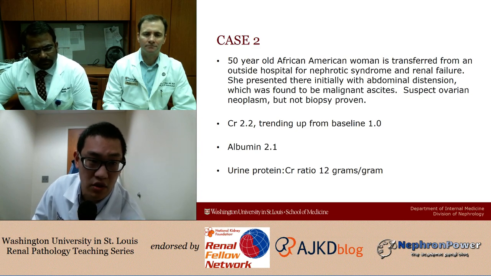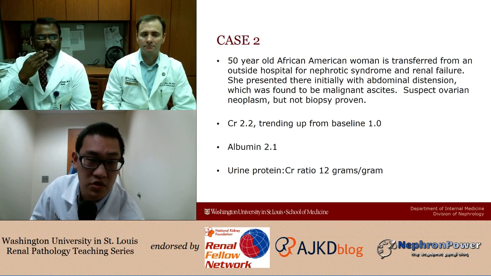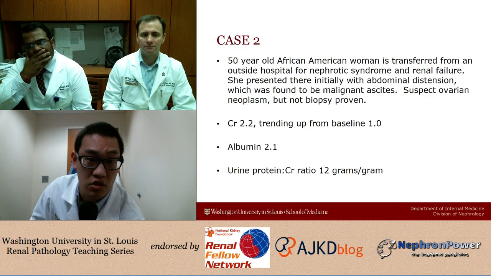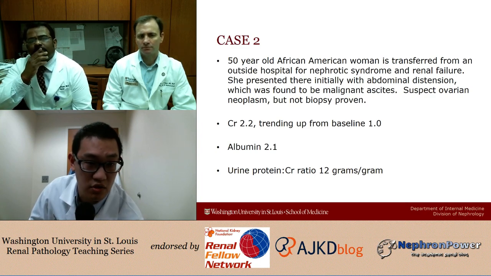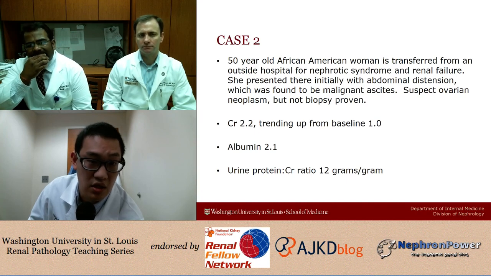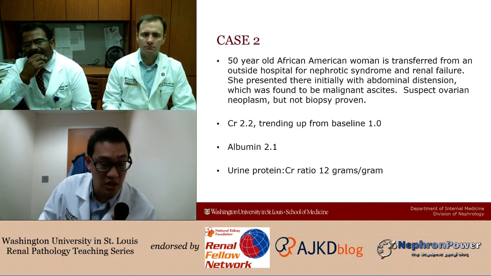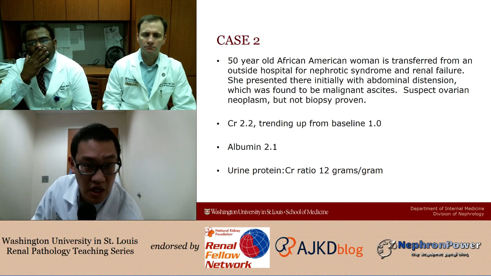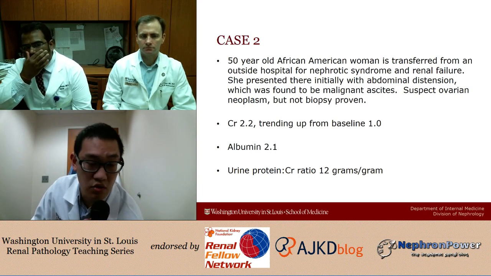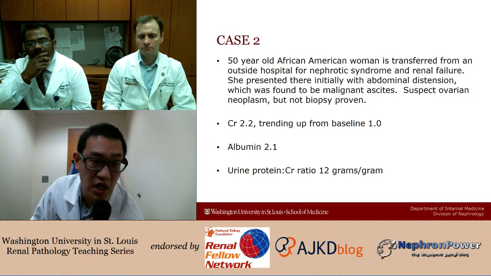Here you have a 50-year-old African-American woman who comes in from an outside hospital for nephrotic syndrome and renal failure. She presented there initially with abdominal distension, which was found to be malignant ascites. They suspect an ovarian neoplasm, but this is not biopsy proven. Her creatinine on arrival is 2.2, which is up from a baseline of 1. Her albumin is low at 2.1, and she has a urine protein to creatinine ratio of 12 grams per gram.